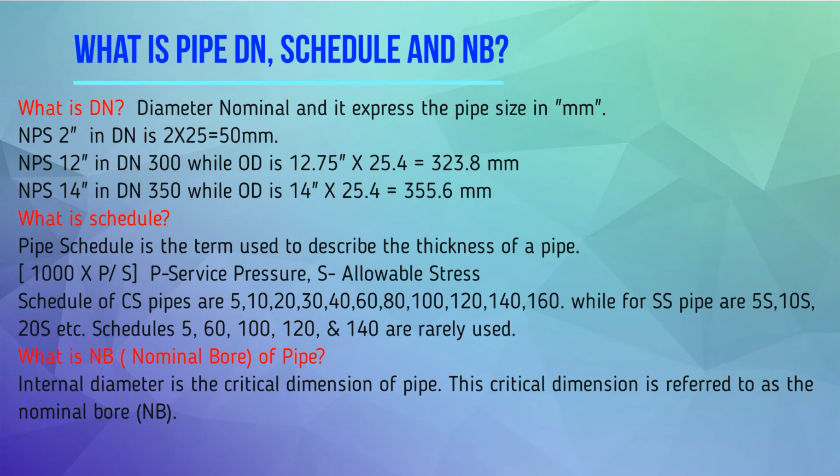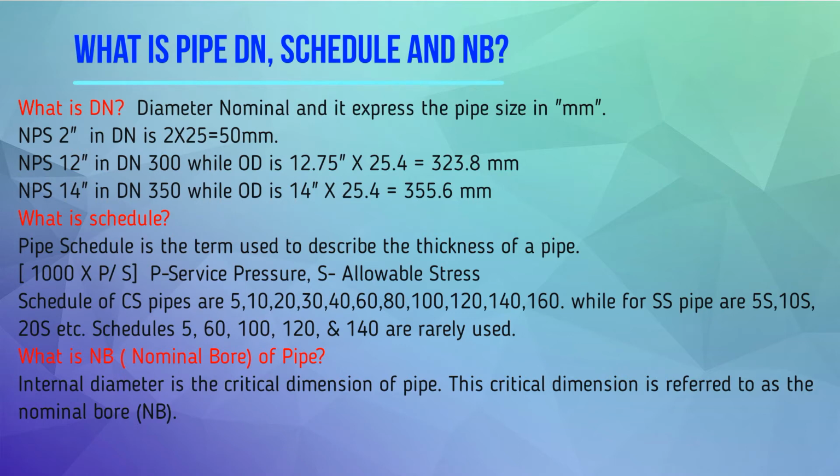What is pipe DN, schedule, and nominal bore? So what is DN? DN means the diameter nominal, and it expresses the pipe size in millimeter. It is followed normally in European standards and systems. NPS can be converted into DN by multiplying with 25. So for example, NPS 2 inch in DN is 2 multiplied by 25, which is equal to 50 mm. The OD of 2 inch is 2.375 inch.